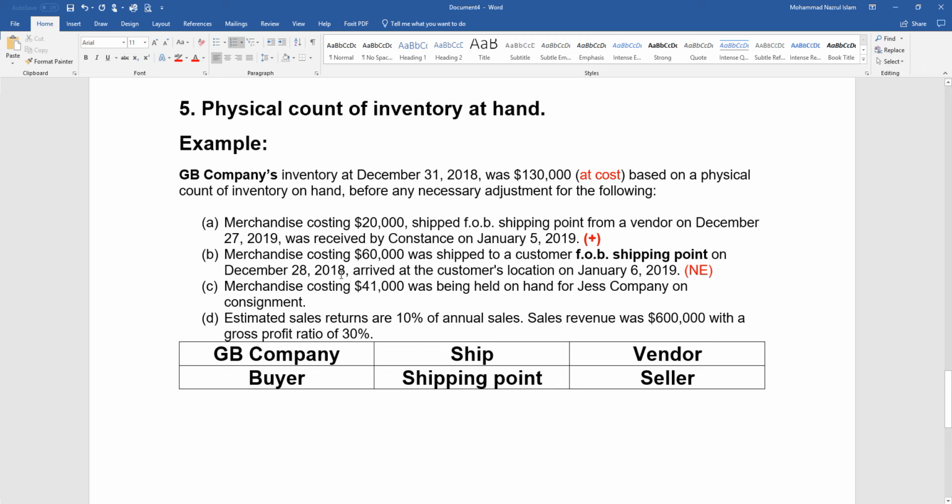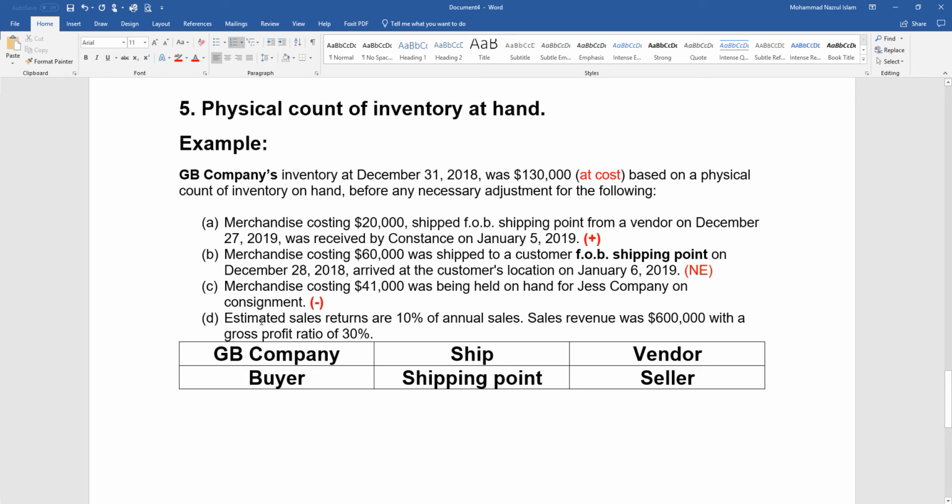Then number C, merchandise costing 41,000 was being held on hand for J's company, meaning the GB company has merchandise of $41,000 for J's company on consignment. So who is the owner? Definitely GB company is not the owner. So this amount of inventory should be subtracted. Okay.